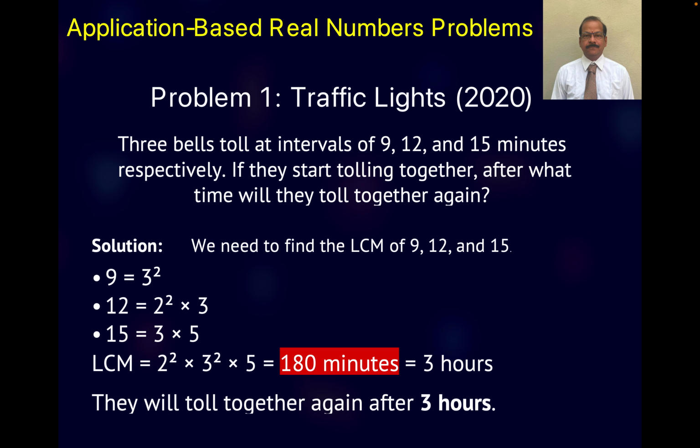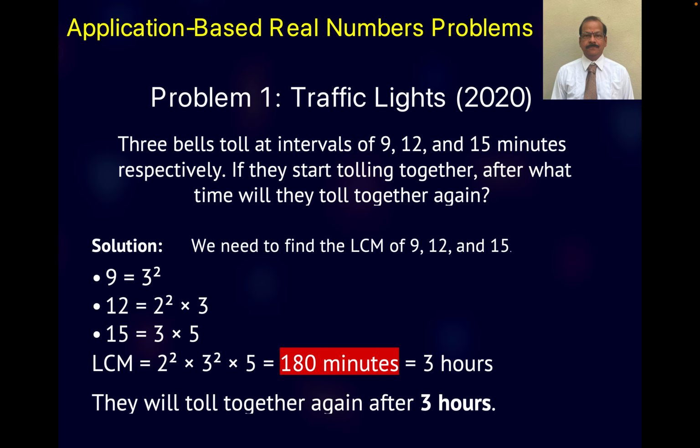Now, application based real number problems. We have two such applications explained. First one is traffic lights. Okay. We have 3 bells. They toll at intervals of 9, 12 and 15 minutes respectively. The first one every 9 minutes, the second one every 12 minutes, and the third one every 15 minutes. At these intervals they go on tolling.